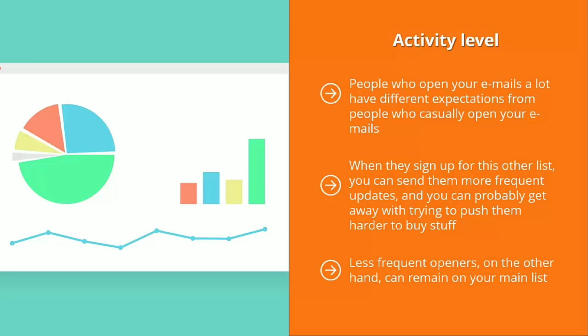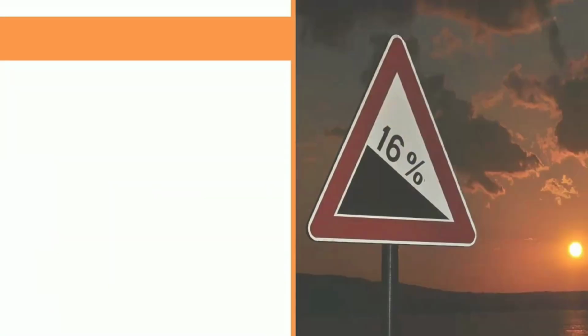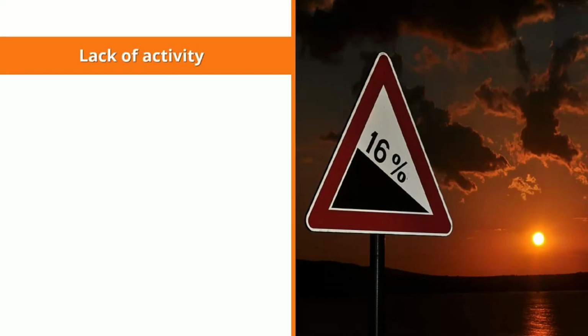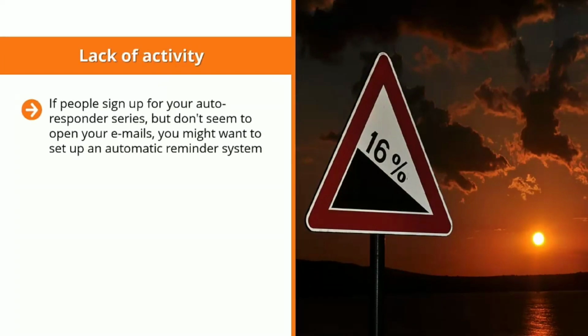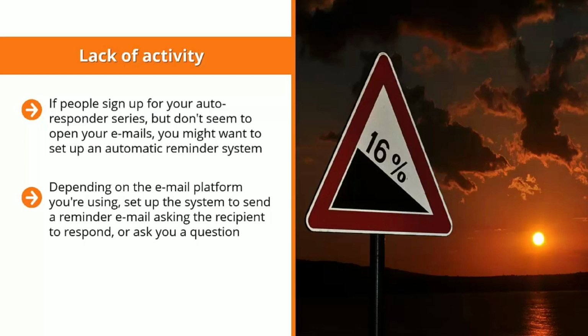Less frequent openers, on the other hand, can remain on your main list. You can send them updates at regular intervals. Lack of activity. If people sign up for your autoresponder series but don't seem to open your emails, you might want to set up an automatic reminder system. Depending on the email platform you're using, set up the system to send a reminder email asking the recipient to respond or ask you a question.